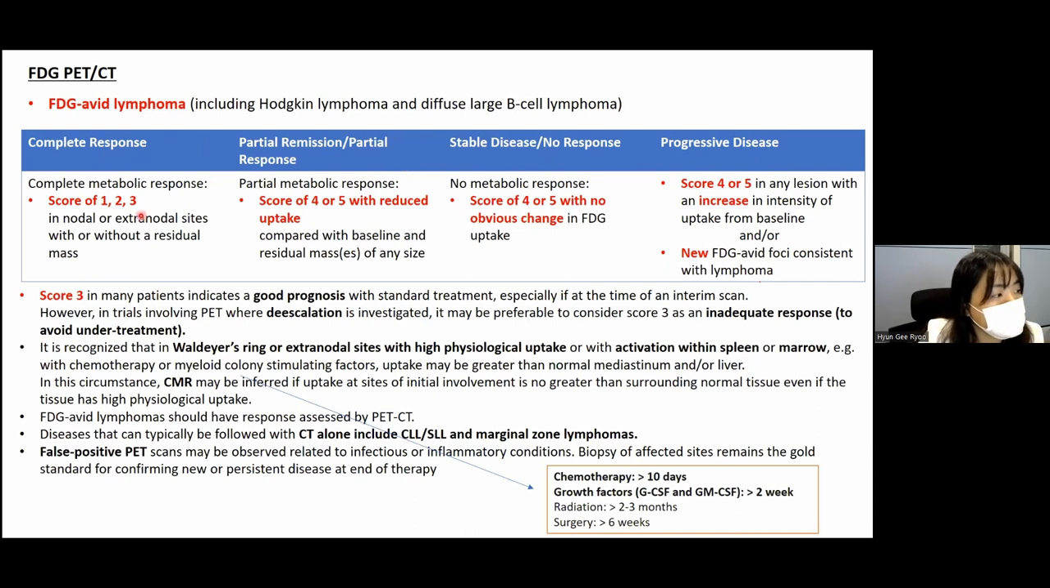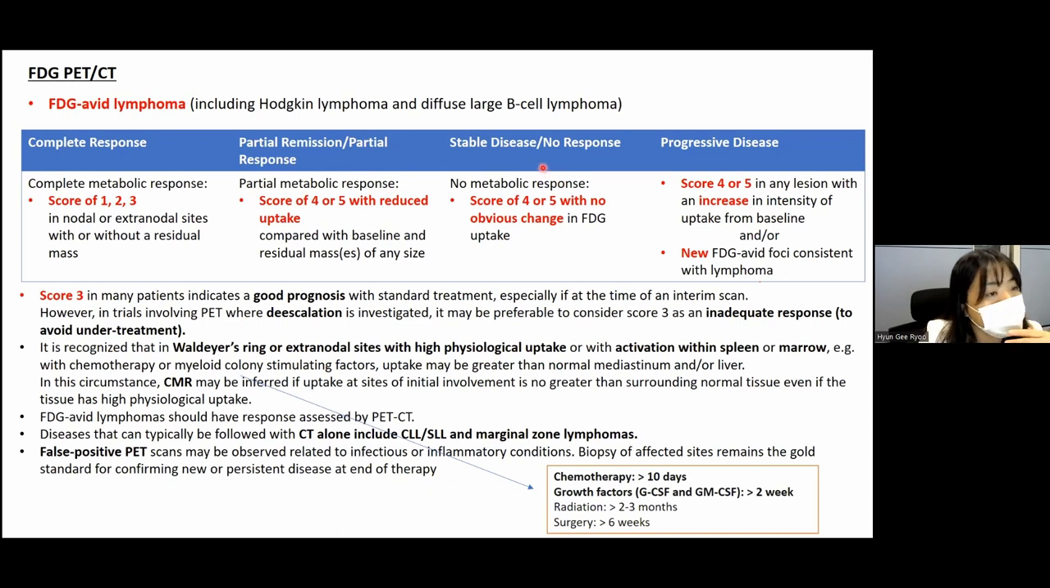When the lymphoma involvement Deauville score changed into the score 1 or 2 or 3, we can say that the patients have a complete metabolic response to the lymphoma. However, if the patients have a Deauville score of 4 or 5, but have a reduced uptake, but it still has a score 4 or 5, we can say that this patient has a partial metabolic response.